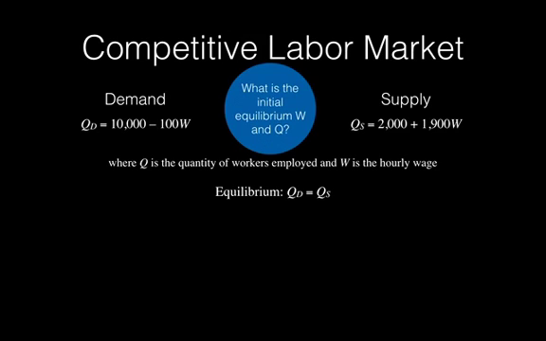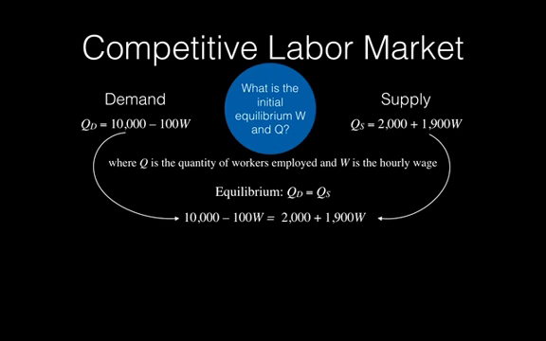And as always, the equilibrium is going to be where quantity demanded is equal to quantity supplied. So if we just set QD and QS equal to one another, that's the first step that we're going to take. So now we have 10,000 minus 100 W is equal to 2,000 plus 1,900 W. So if we add 100 W to both sides and subtract 2,000 from both sides, we end up with 8,000 equals 2,000 W. Dividing both sides by 2,000, we get that the wage rate is equal to 4. So we've determined the equilibrium wage rate.